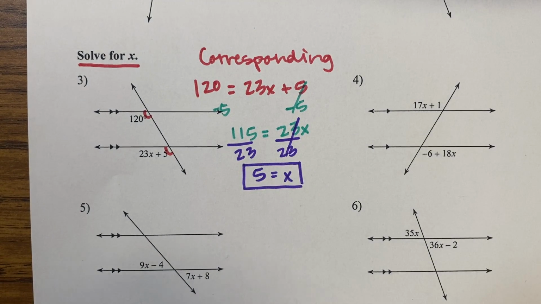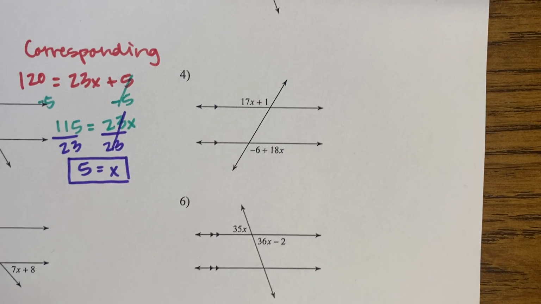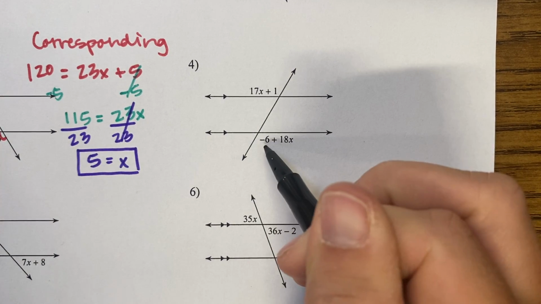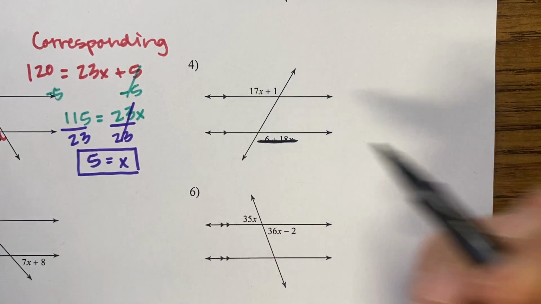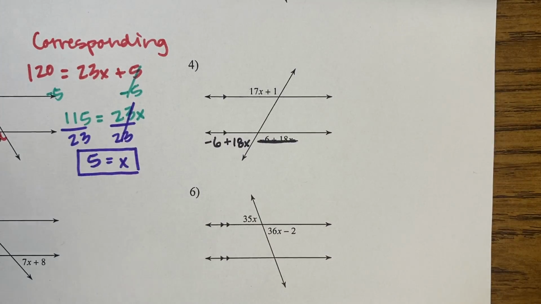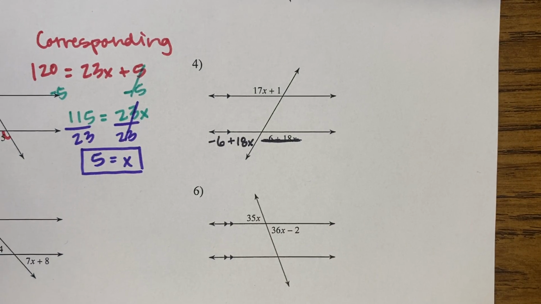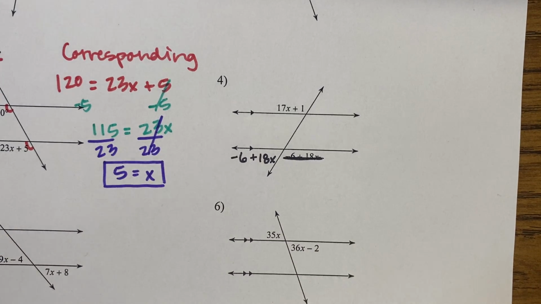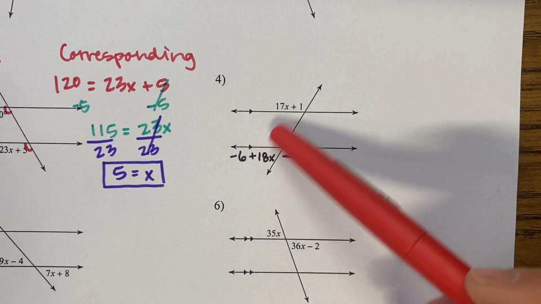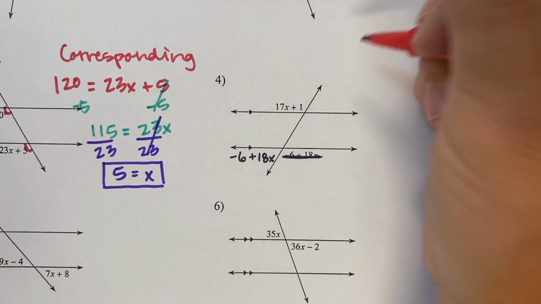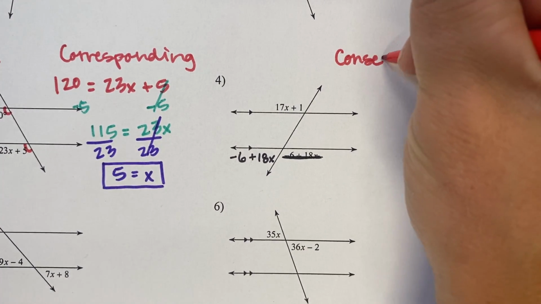Alrighty. Okay, so let's look at number 4, and I actually want to change number 4 a little bit. Instead of having negative 6 plus 18x right there, I'm actually going to move it to right here. So we just moved that angle over there. Now that I've moved them, what relationship do we have? Well, now they're on the same side of my transversal, but they're both on the outside of my parallel lines. So same side tells us consecutive.